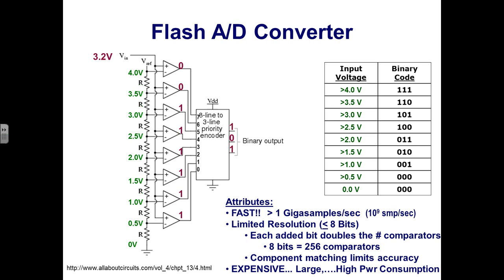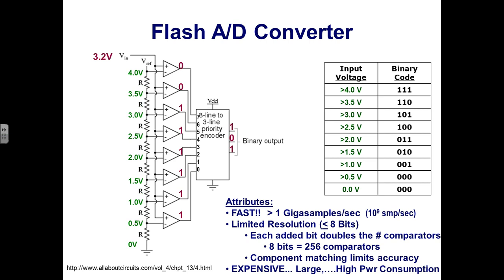You have very limited resolutions. 8-bit converters are about the highest you can get right now in a flash converter, because 8 bits requires not 8 comparators but 256 comparators. And then because these are analog comparators, you have to worry about component matching and making sure that your resistor network divisions are completely accurate. So these tend to be very expensive, very large, and consume a lot of power.